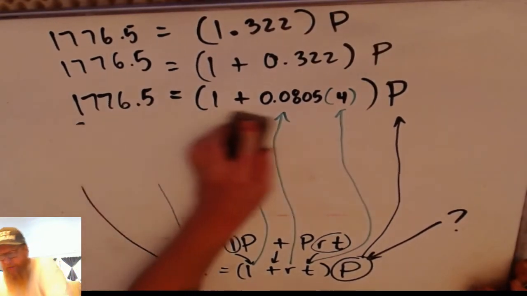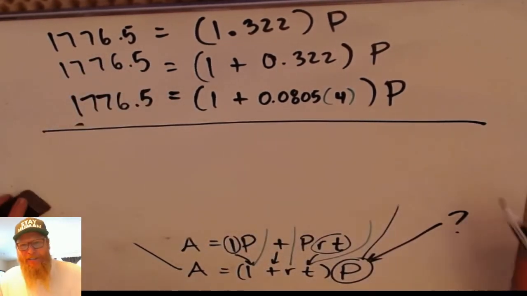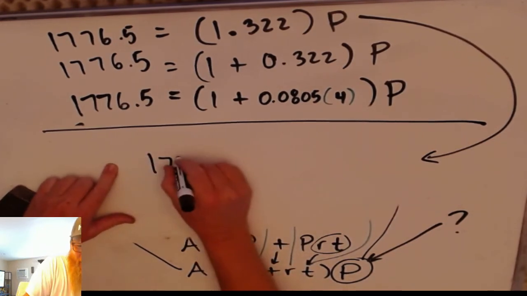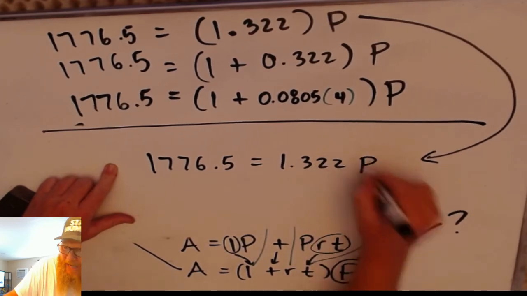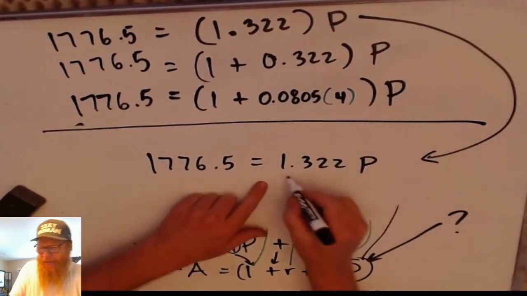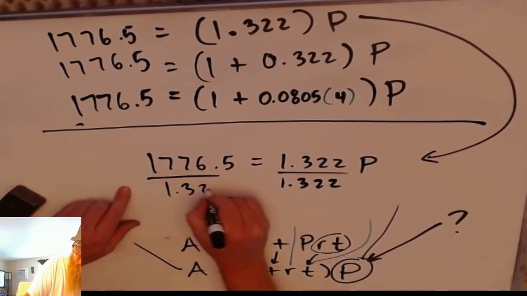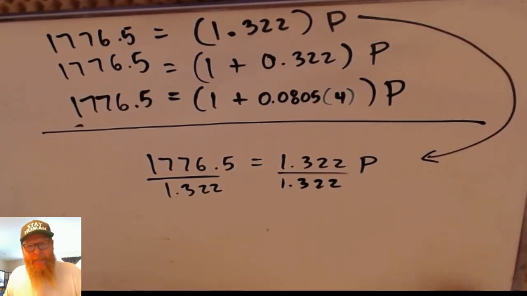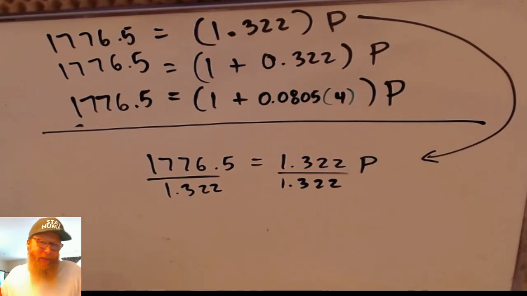All right, now I've literally run out of room, so I'm driving you guys nuts, I bet. So now I'm coming back down here. So now I've got 1776.5 equals 1.322 P. I don't need the parentheses anymore. And now I'm going to divide by 1.322. Okay. I probably should have been working this direction altogether, but I mean, it's okay. This is scratch paper anyway, right?